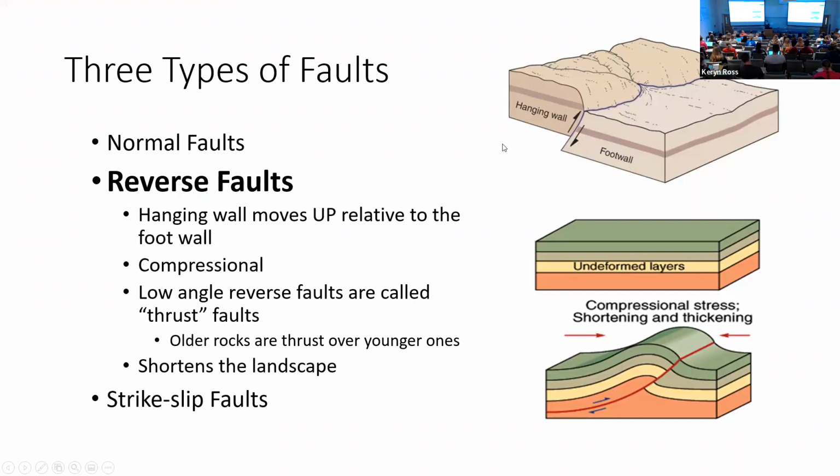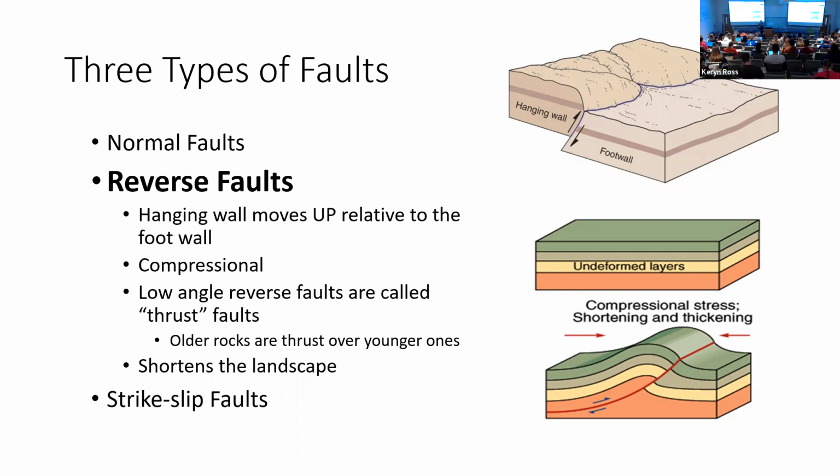So let's talk about reverse faults. Reverse faults are the opposite of normal faults, okay? The hanging wall, you put your hands together again, the hanging wall moves up relative to the footwall. That means your elbows are getting closer together. Your wrists are getting closer together. So this is a compressional action, okay? It actually pushes things together.